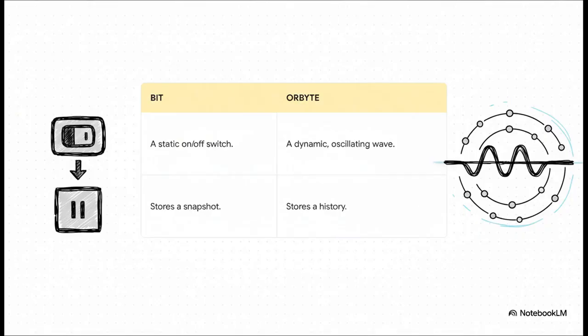So this whole idea kicks off with a massive shift in thinking. Forever, computing has run on the bit, a simple on or off switch. It's just a single snapshot in time. But orbital computing throws that out and replaces it with something called an orbite, which is more like a dynamic oscillating wave. And this isn't just some techie upgrade, it's a huge conceptual leap. We're going from storing a single, static state to capturing an entire history within one tiny unit of information.